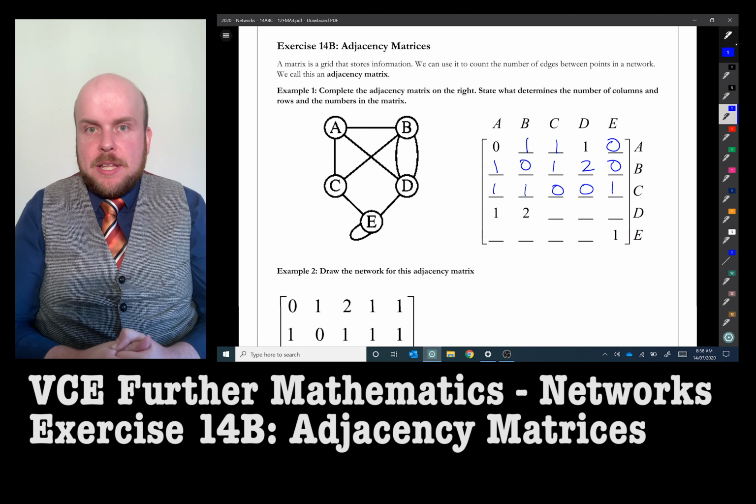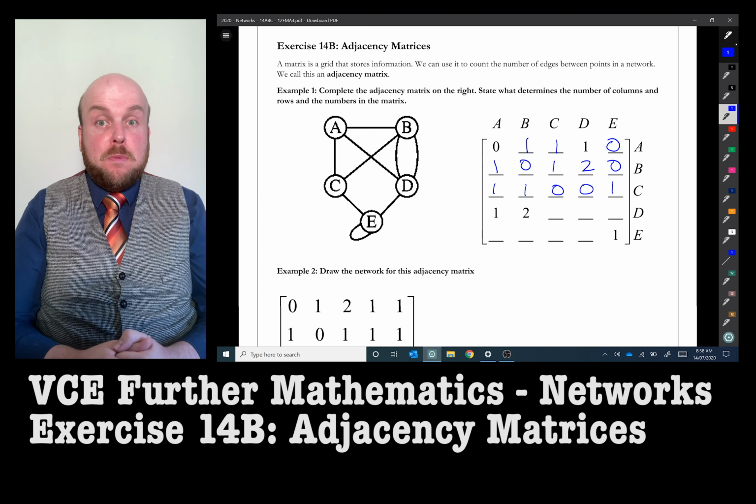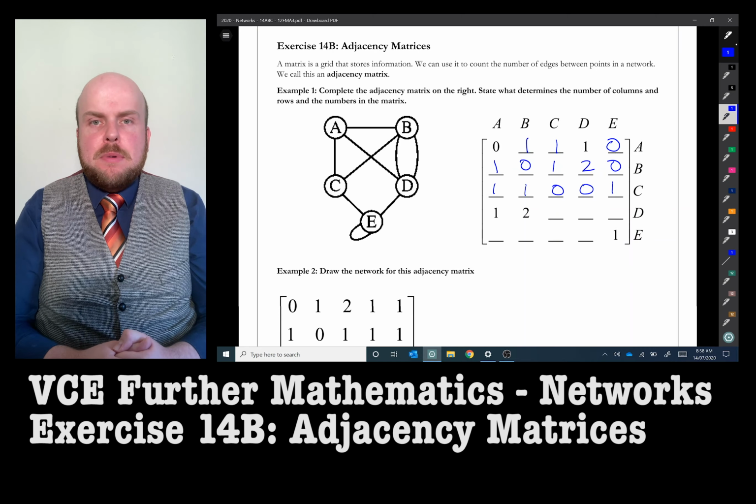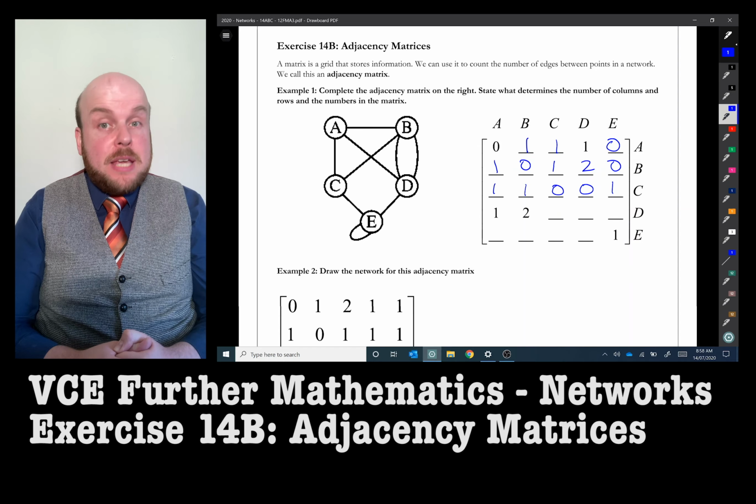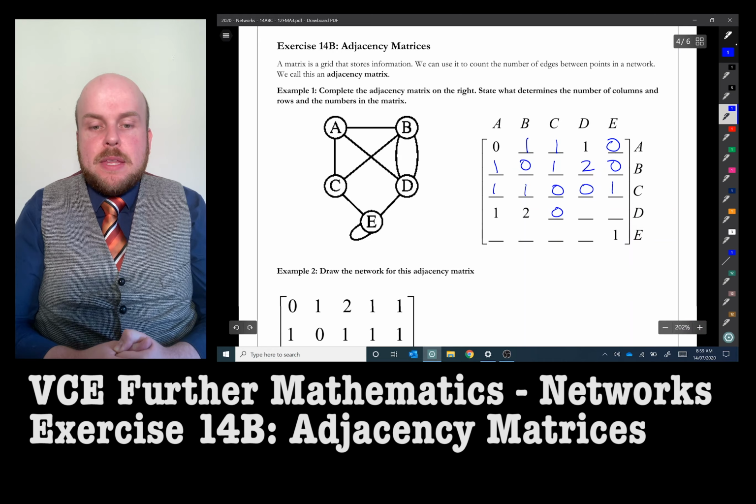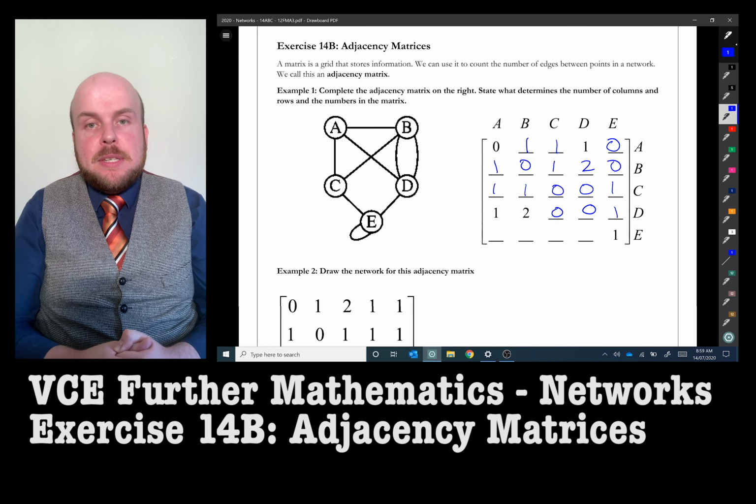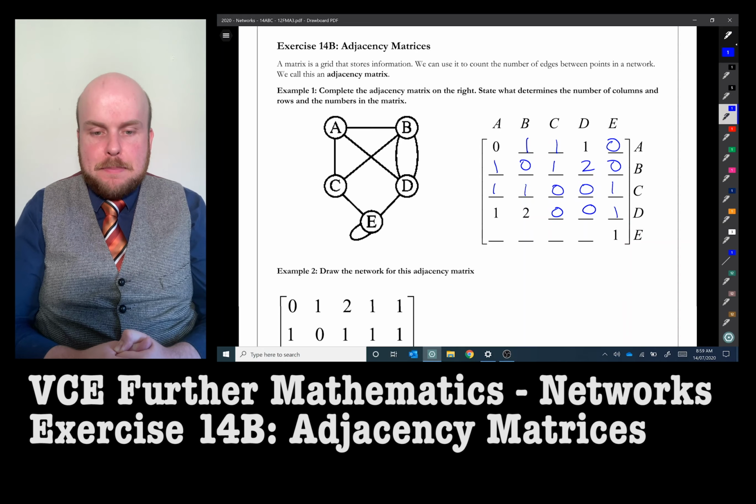When you're counting this for the adjacency matrix, you want to make sure to not get confused by degrees, but also not get too confused with paths that are direct and indirect. So yes, E is connected to A indirectly via C or via D, but there are no direct paths. So when we put the numbers into the matrix, we're only putting direct paths.